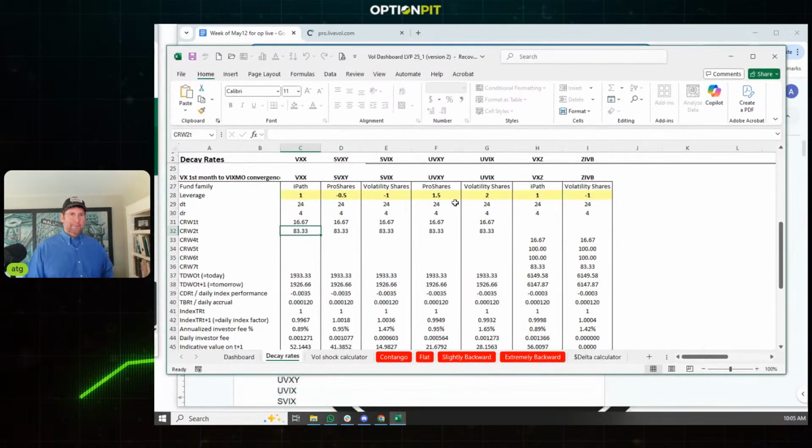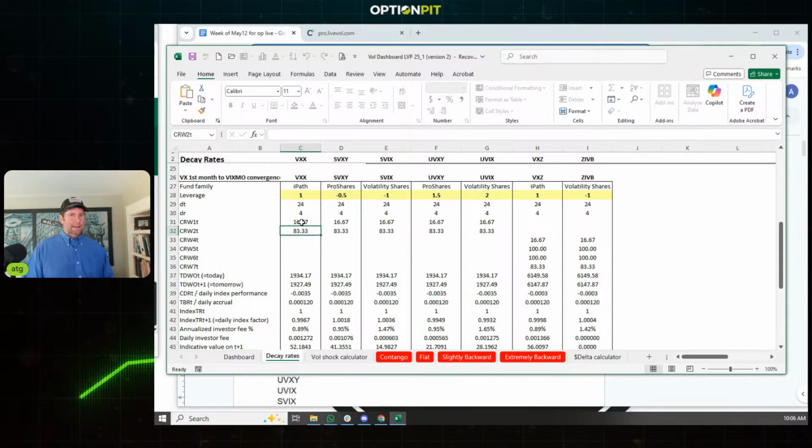So right now, how this works is VXX owns the May. 16% of the value of VXX is because it owns that future. 83.33% of VXX is now the June future. So that is the first future, that is the second future. That's the May, that's the June.